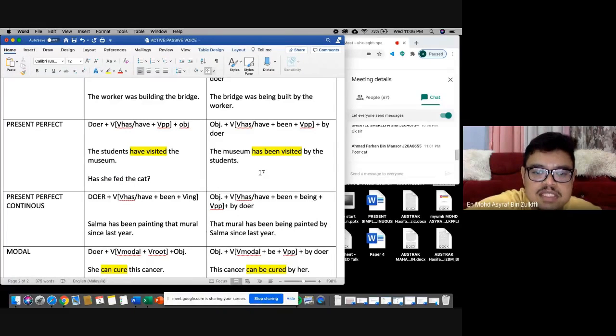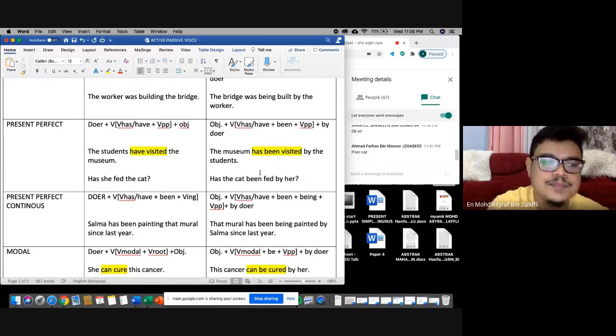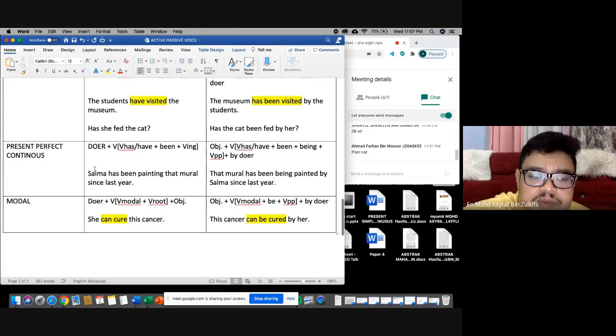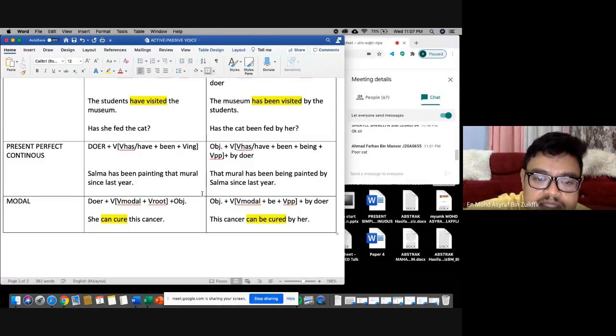Now you want to change it into passive voice. Has the cat been fed by her? Right. Has the cat been fed by her? Okay, so this is the present perfect. For present perfect continuous, we don't have to look at this yet.